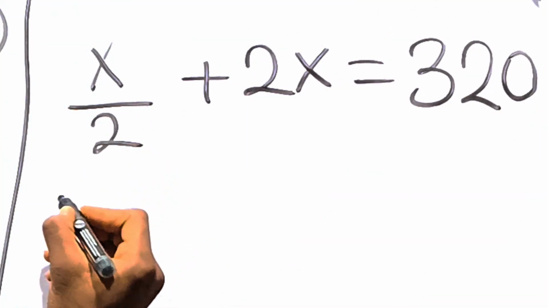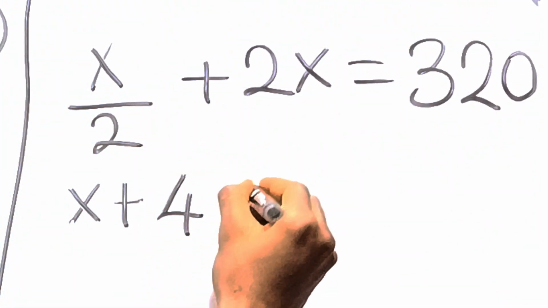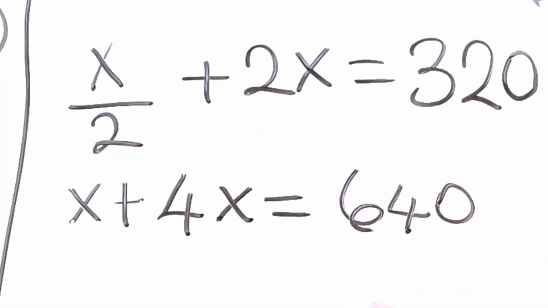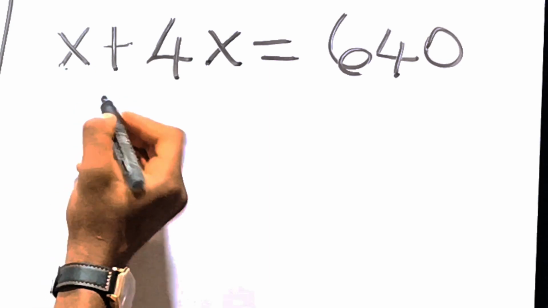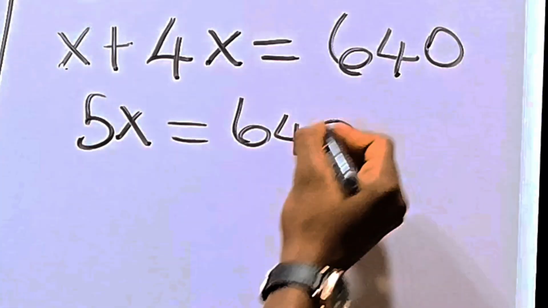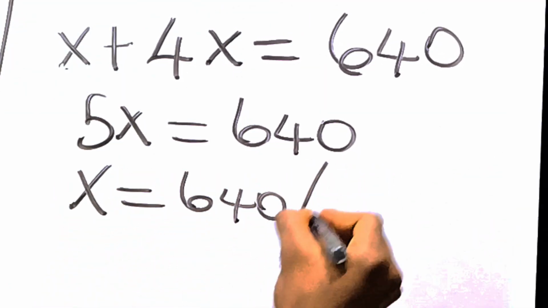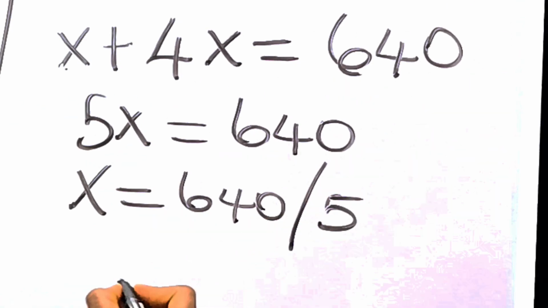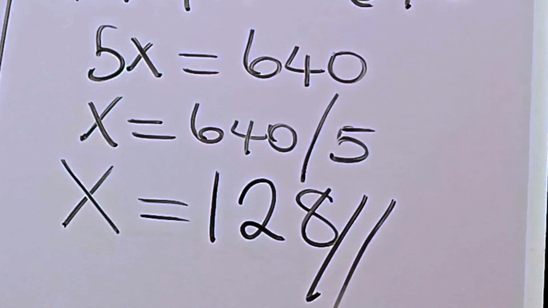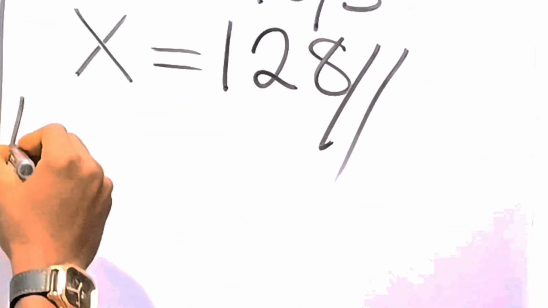Multiplying each term by 2, we have 2 times this is x plus 2 times 2x is 4x is equal to 2 times 320 is 640. Okay? From here we now have 4x plus x is 5x equal to 640. x here becomes equal to 640 divided by 5. Okay? And this is equal to 128.